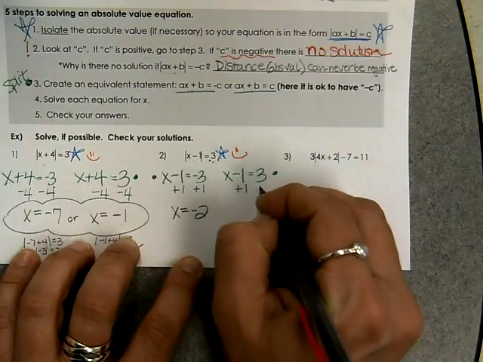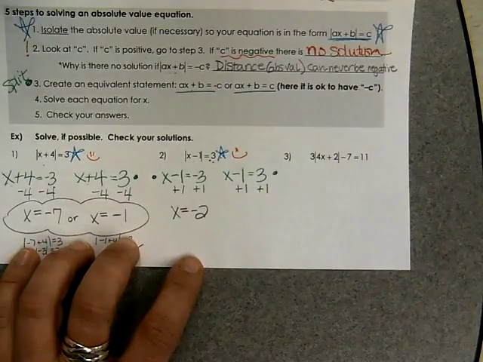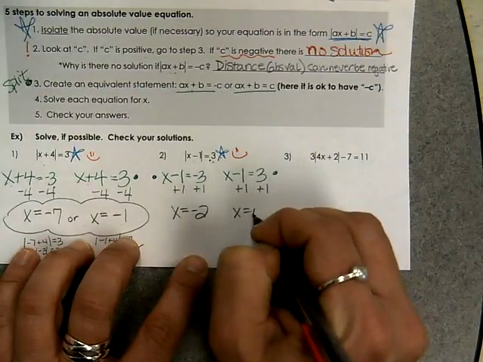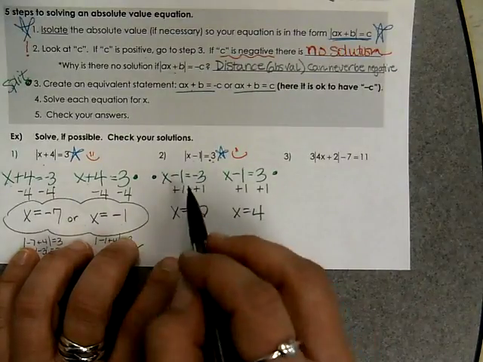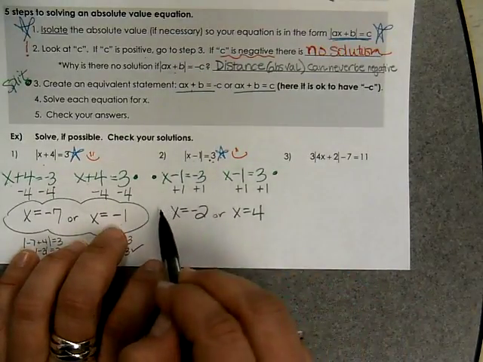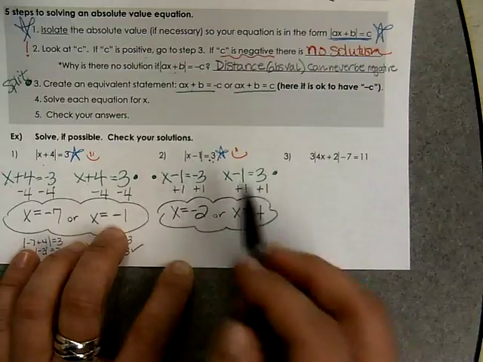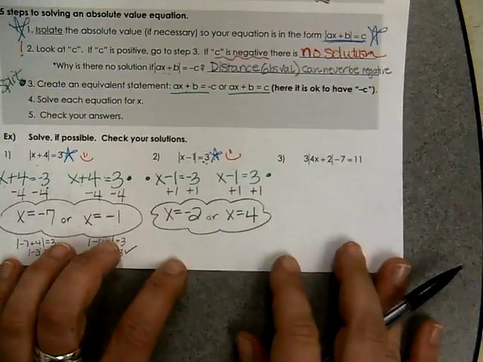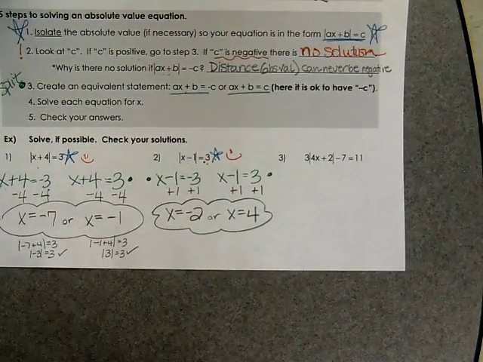Next equation, I add 1 to both sides. I get x is 4. Technically, I like to be a super good student, so I'm going to put "or" between, and those are my two answers, x equals negative 2 or x equals 4.